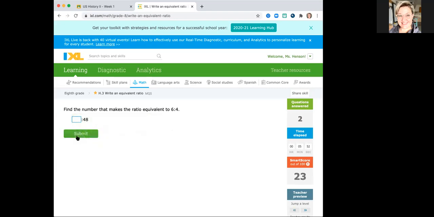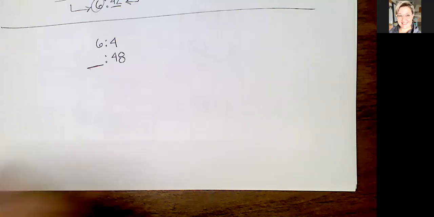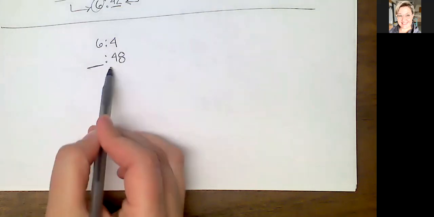Here we go. This one is a little more tricky. I'm going to write this one down and we're going to solve it together. We need 6 to 4 to equal something to 48. We're going to move on to the document camera to do that. Okay, we are sharing the document camera, and we are looking at the same problem we were just looking at in IXL. 6 to 4 is what to 48?